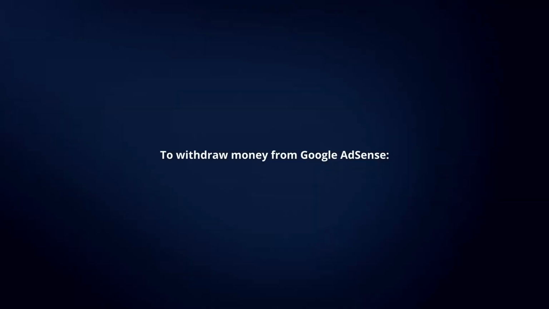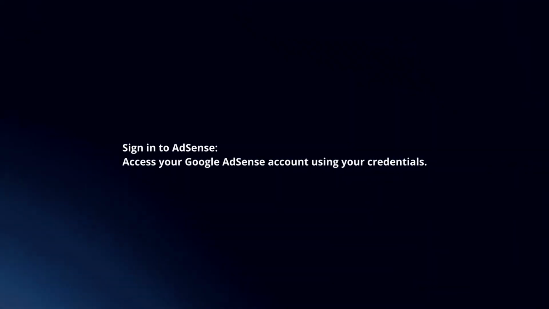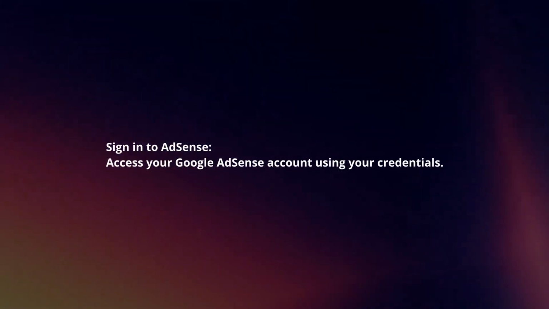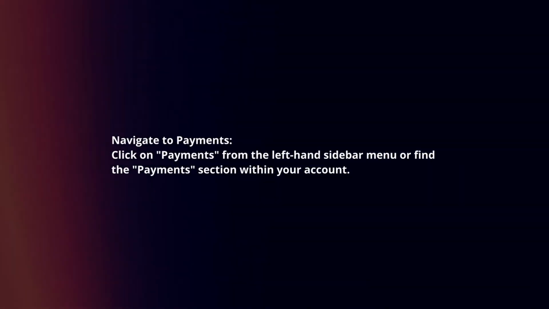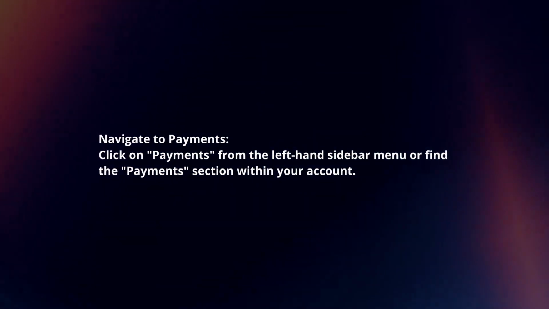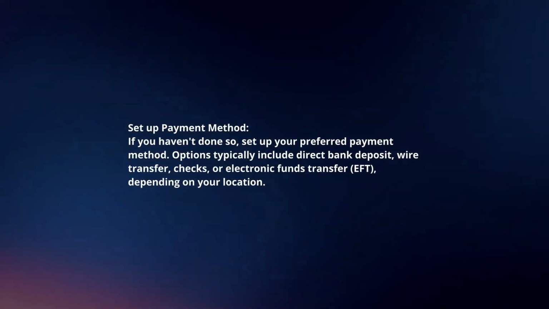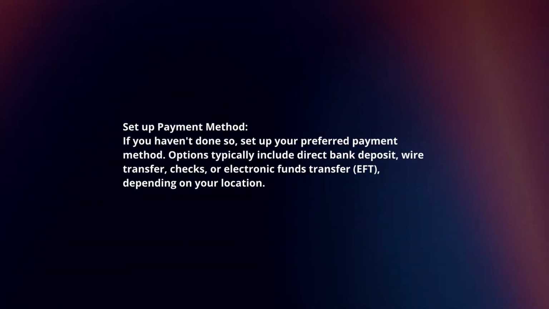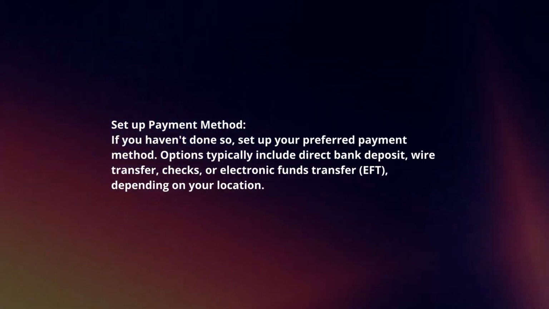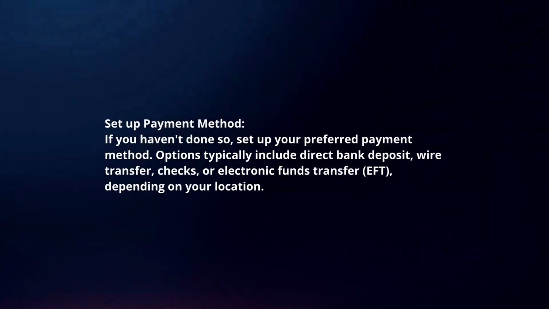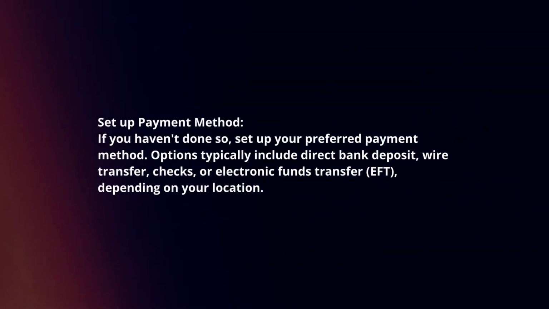To withdraw money from Google AdSense, sign into AdSense. Access your Google AdSense account using your credentials. Navigate to Payments. Click on Payments from the left-hand sidebar menu or find the Payments section within your account. Set up payment method. If you haven't done so, set up your preferred payment method. Options typically include direct bank deposit, wire transfer, checks or electronic funds transfer, depending on your location.